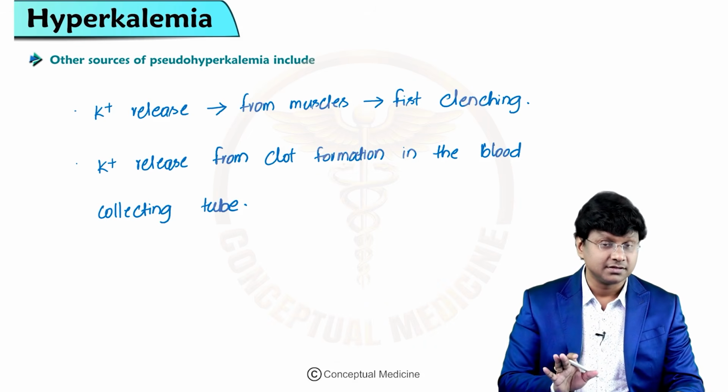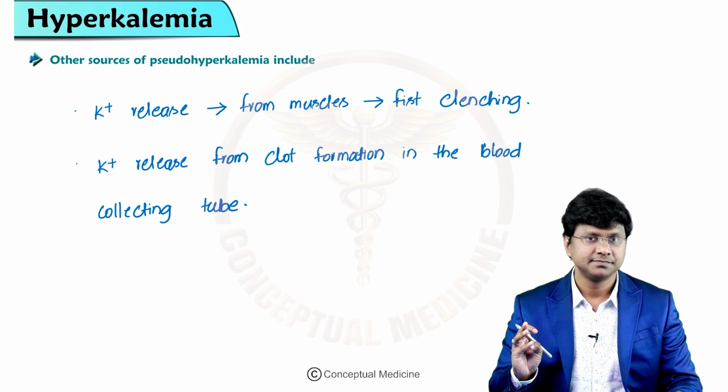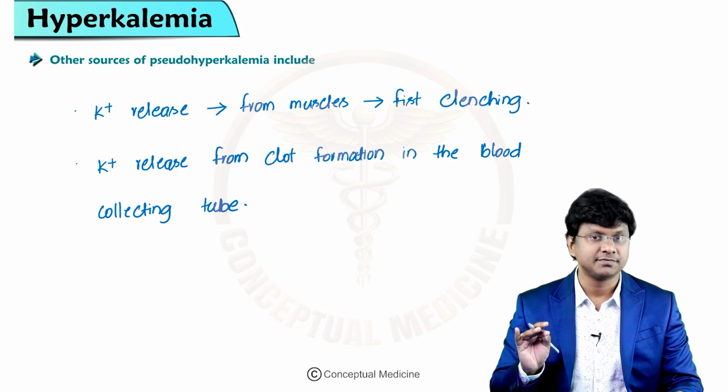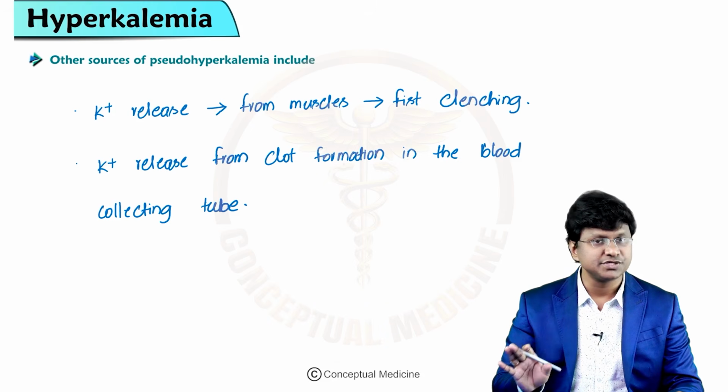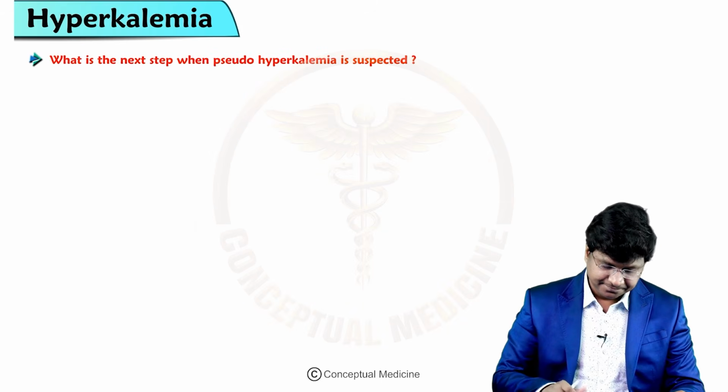Okay, next, conditions where you will have pseudohyperkalemia: number 1, traumatic hemolysis. Number 2, potassium release from muscles during fist clenching. Number 3, potassium release from clot formation in the blood collecting tube in patients with severe leukocytosis. These are all the causes for pseudohyperkalemia.